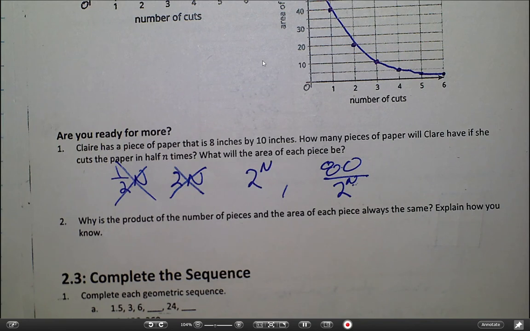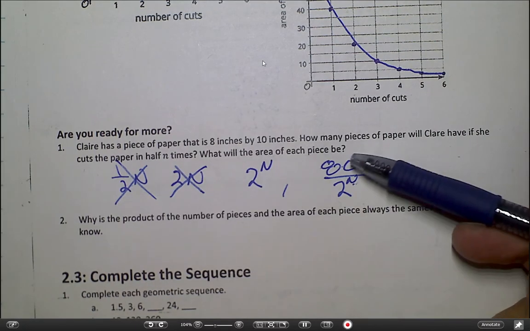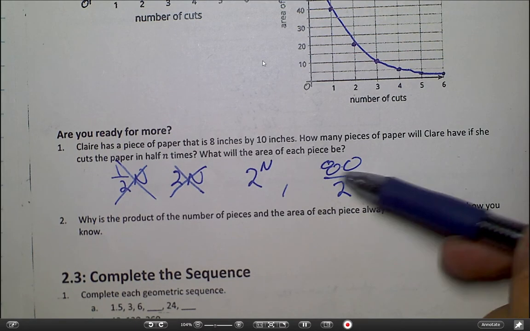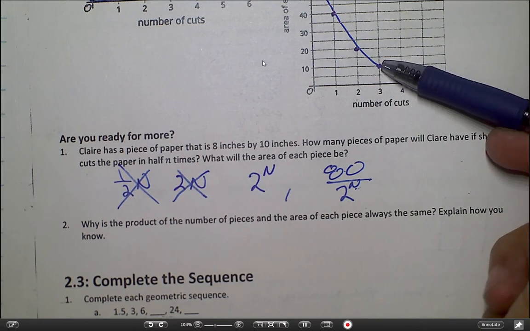Let's try this again. What's 2 times 2? 4. Times 2? 8. Right? So it would be 80 divided by 8, which is 10.